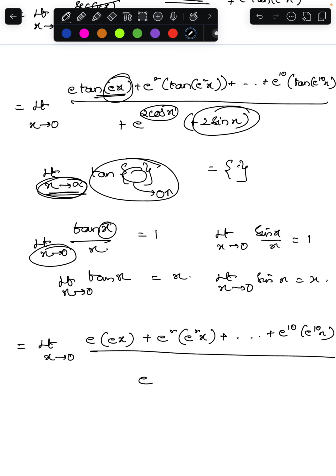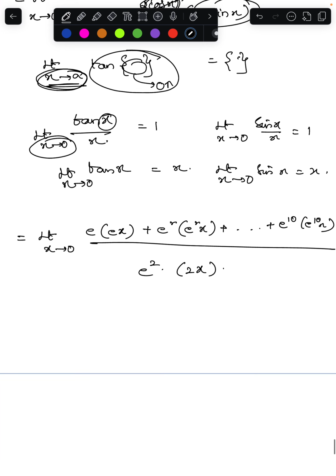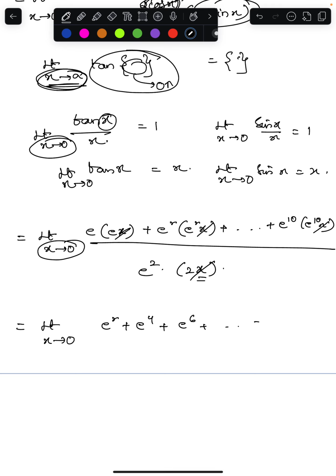Substituting, this will be 1, so e power 2 I will get, and I can write this as 2. Clearly x is approaching 0. This x is making 0 in the numerator, and this x is making 0 in the denominator. We can cancel out that problematic term x, and you are left with limit x tending to 0, e square plus e power 4 plus e power 6 plus and so on, e power 20 by 2 e square.